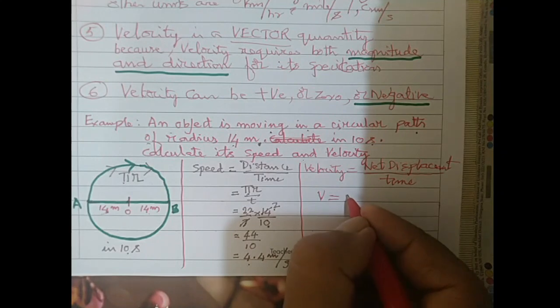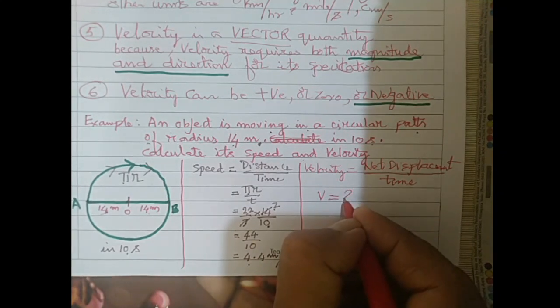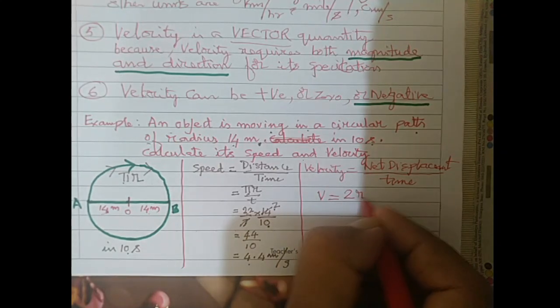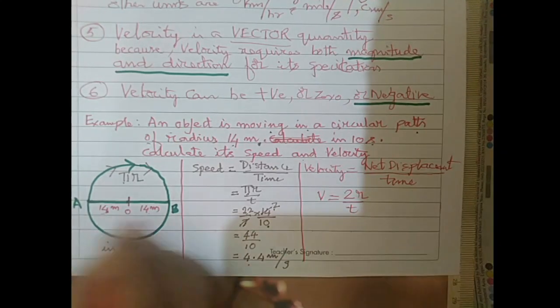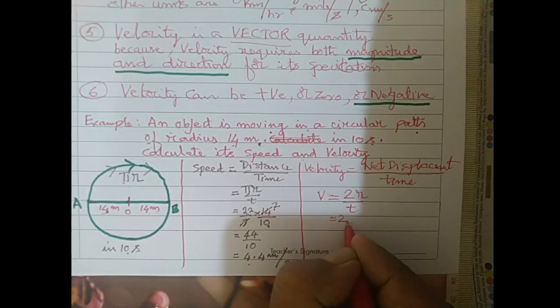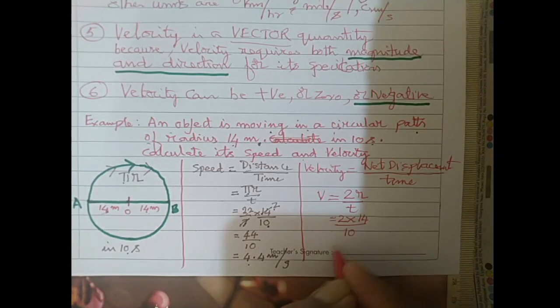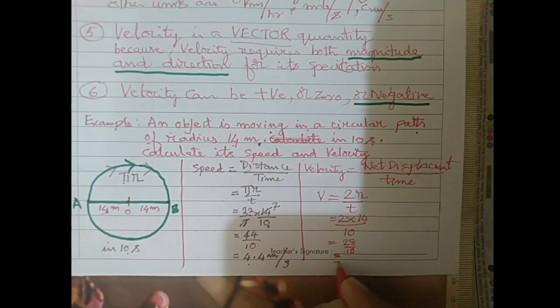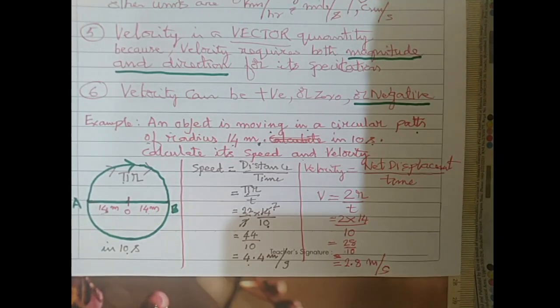So displacement, formula wise, we write as 2r by time. 2r is the displacement here. R is how much? 14, by time, which is 10 seconds. 2 14s are 28. You know very well, 28 by 10 is equal to 2.8 meter per second.